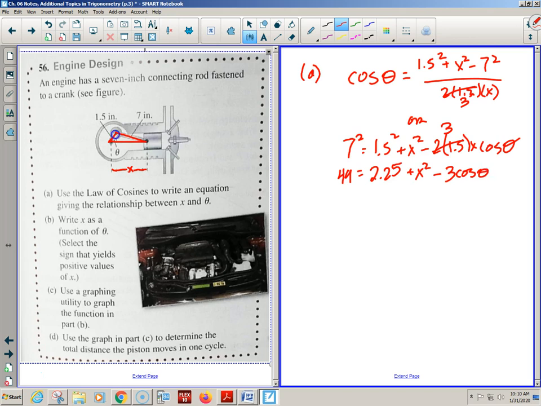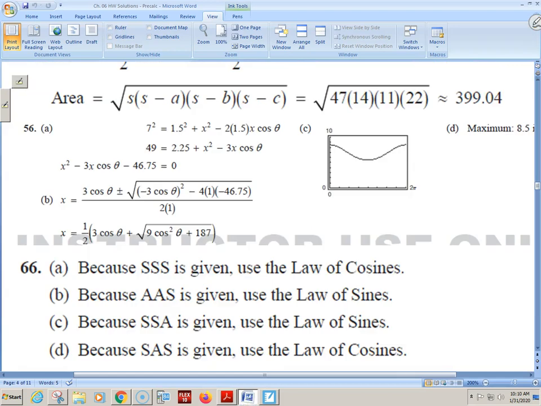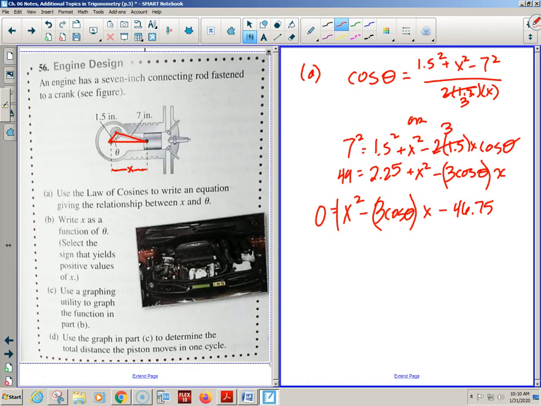Now I'm going to write this weird, just for the purpose of what I showed you guys when we were going through the answer key. That's an x squared, and that's an x term. I know it's with a cosine, but it's an x term. I could subtract this guy to the other side, and I end up with a good old-fashioned but messy-looking quadratic with an a of 1, a b of 3 cosine theta, and a c of 46.75. Did anybody get that? 46.75. Cool.